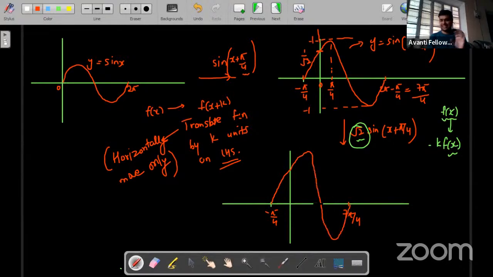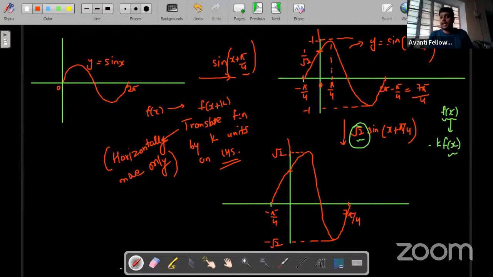Sorry for the graph. Okay, so just understand the concept behind it. Now this maximum value is root 2 and this minimum value is minus root 2. Okay, what will be the value of this part? Y-intercept. Here the y-intercept we are getting is 1 by root 2 for this function.